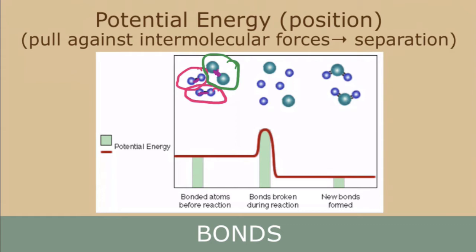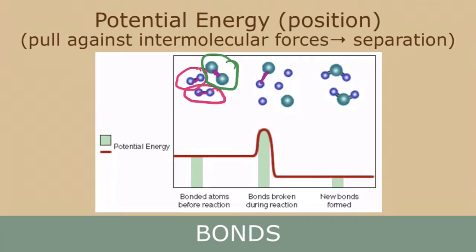Then, when we rearrange them in the reaction, first we pull them all apart. And just like stretching the slingshot or the person swinging up on the swing, all the atoms are pulling apart and they're fighting those intermolecular forces that are pulling them back together. That's why in the middle, the potential energy is the highest.